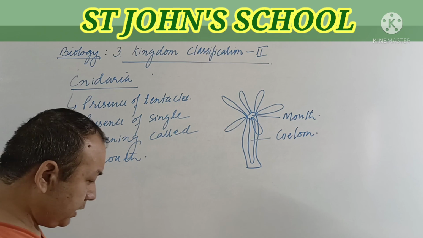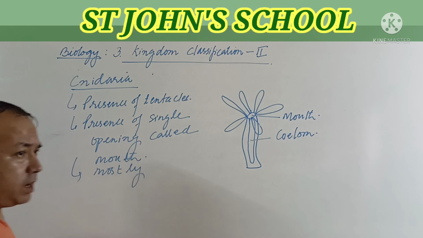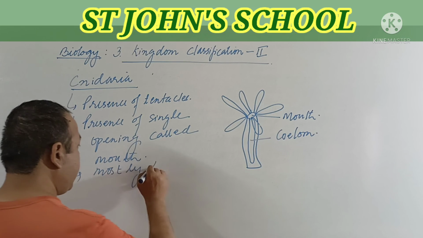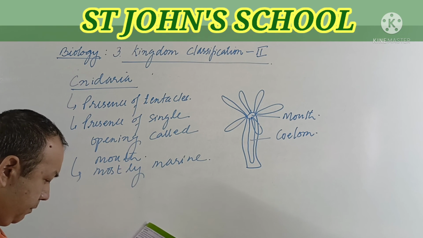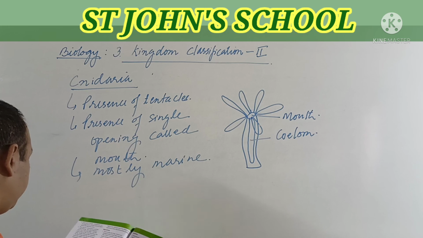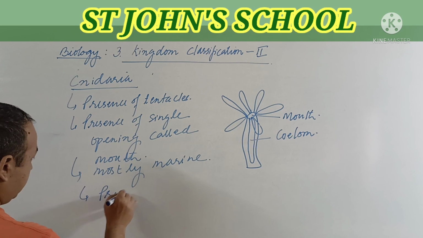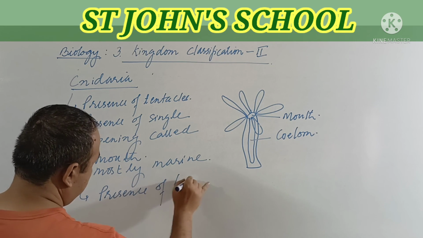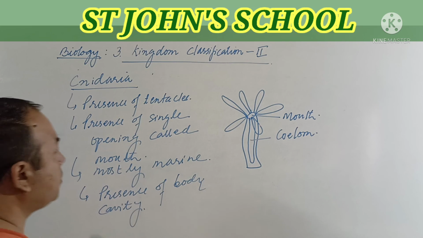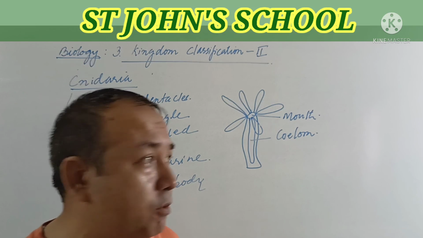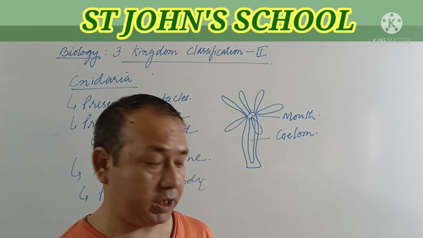Then again, they are mostly marine. So they are not found in fresh water like river or lake, but in ocean and sea. Then again, presence of true body cavity, which we call coelom. And then after that comes the example. The best examples are jellyfish and Hydra. The other examples given here are sea anemone and coral. They all belong to this group.